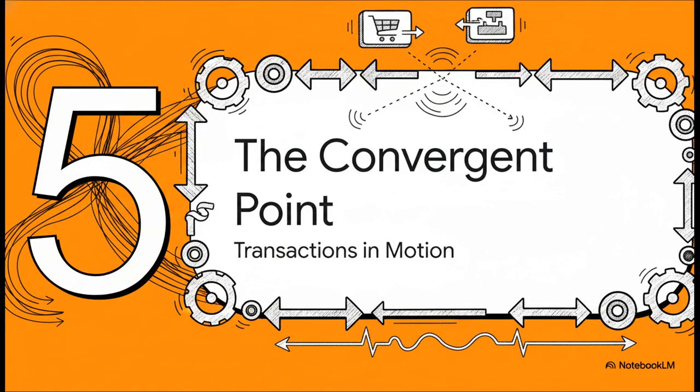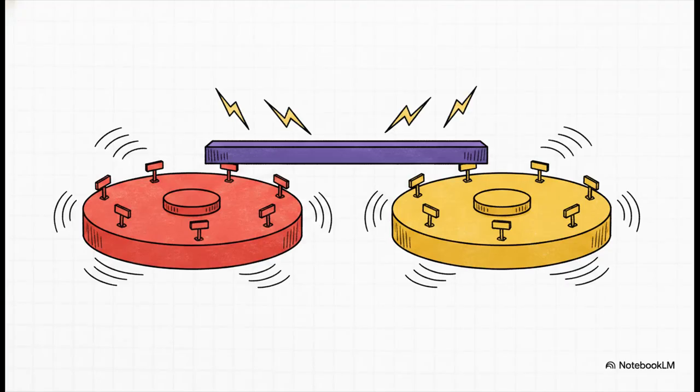Up next, Section 5, the convergent point. Now notice the purple horizontal bar connecting the two disks. This is the actual physical link between the central axis of final demand and final supply. It shows that these two chaotic spinning environments are locked in a state of continuous permanent negotiation, just constantly feeling out each other's imbalances.